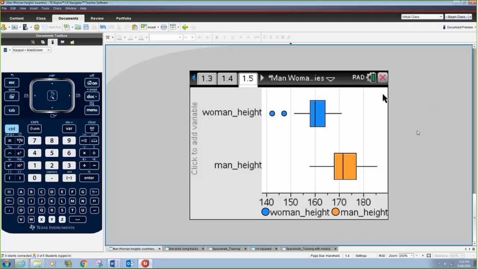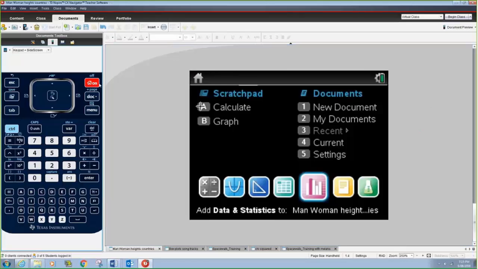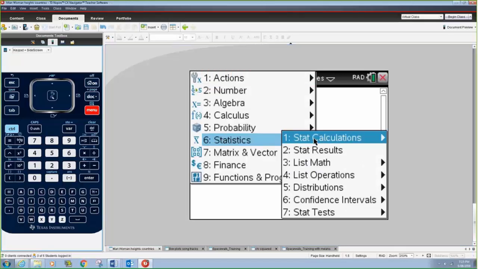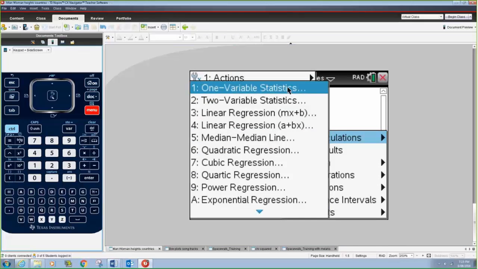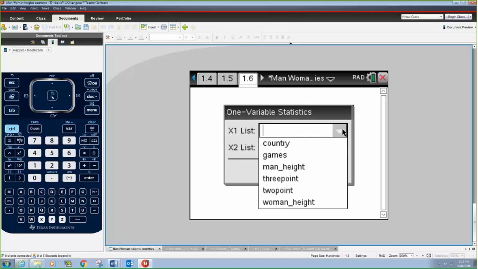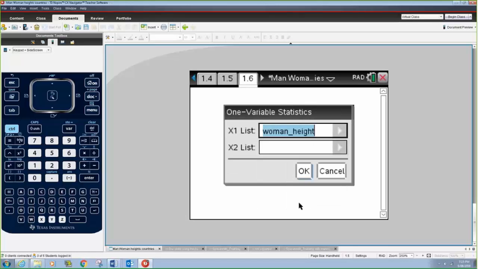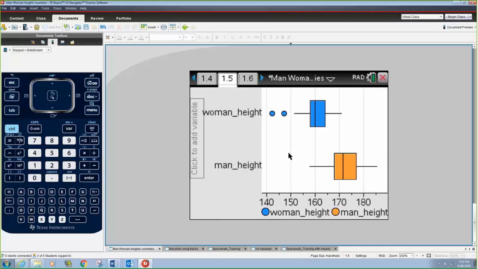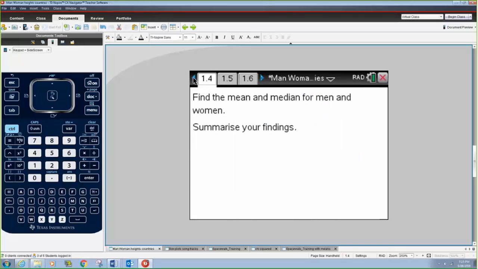If I open the calculator screen, I can also go to statistics, stat calculations, one variable statistics, and if you want to display it, so you can say my list 1 is women height, my list 2 is men height, and so on, so we can get the data shown this way. And of course, the same thing can be actually achieved in the spreadsheet.